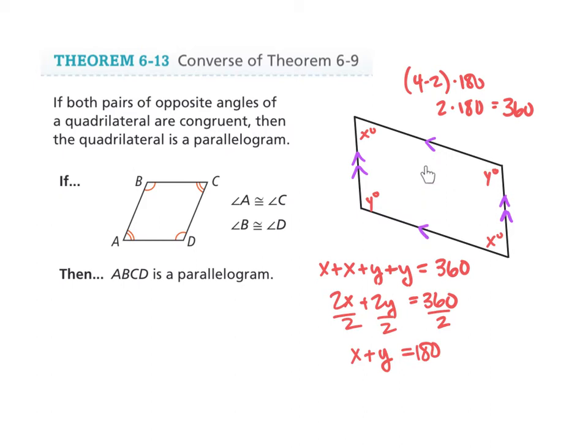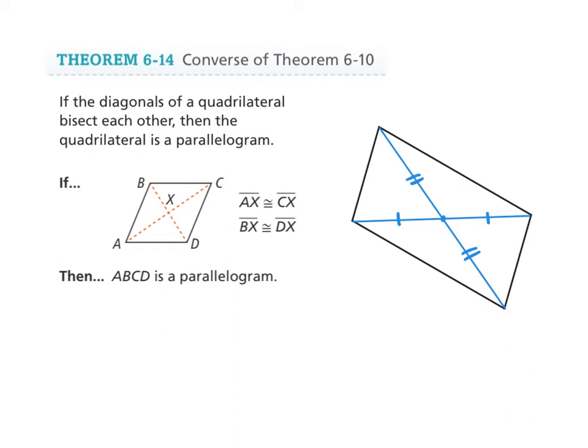So now you can see we've proven that based on these two angles being x and these two angles being y, we can show that now these opposite sides are parallel and these opposite sides are parallel, so this has to be a parallelogram.